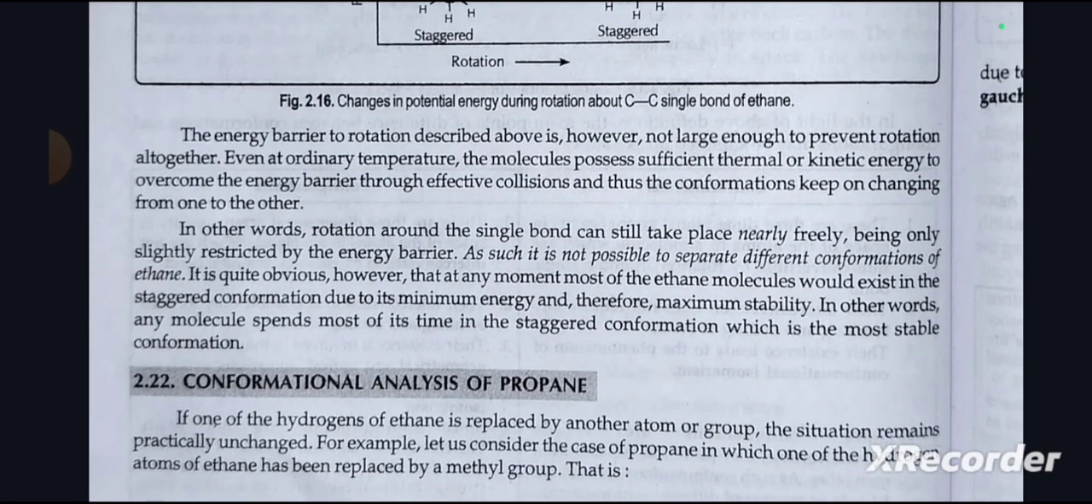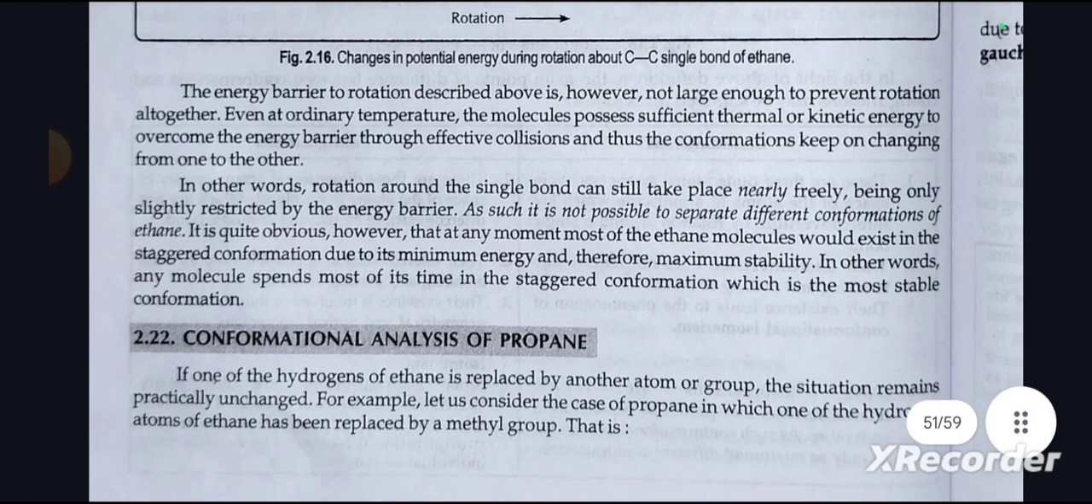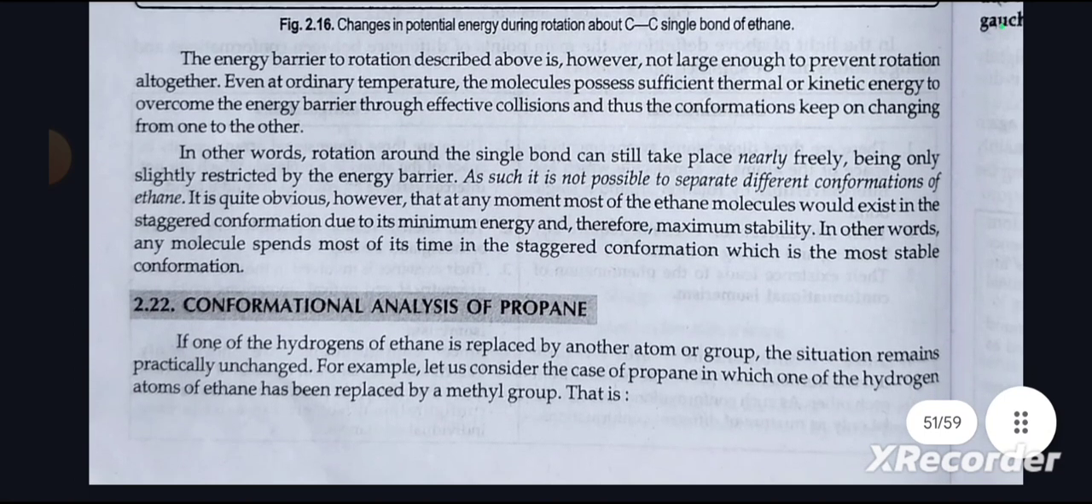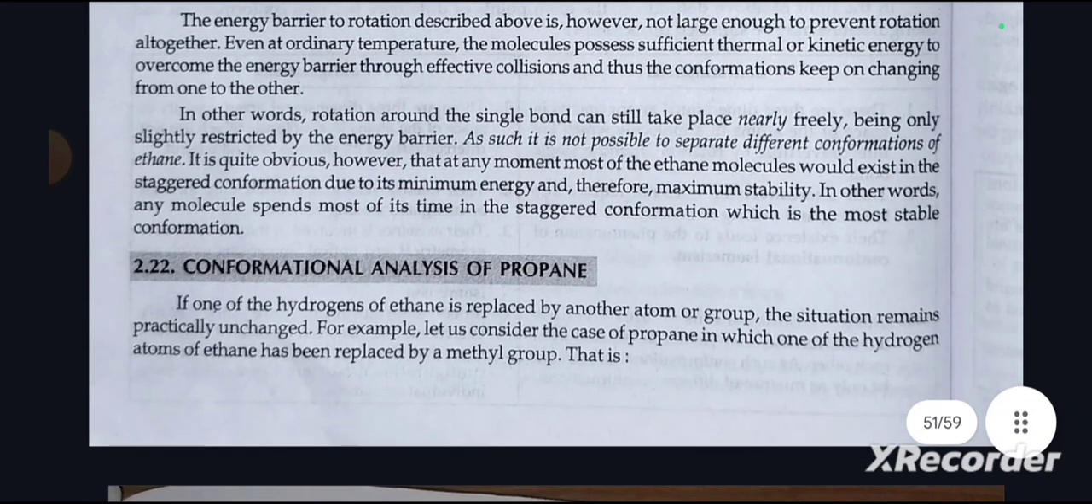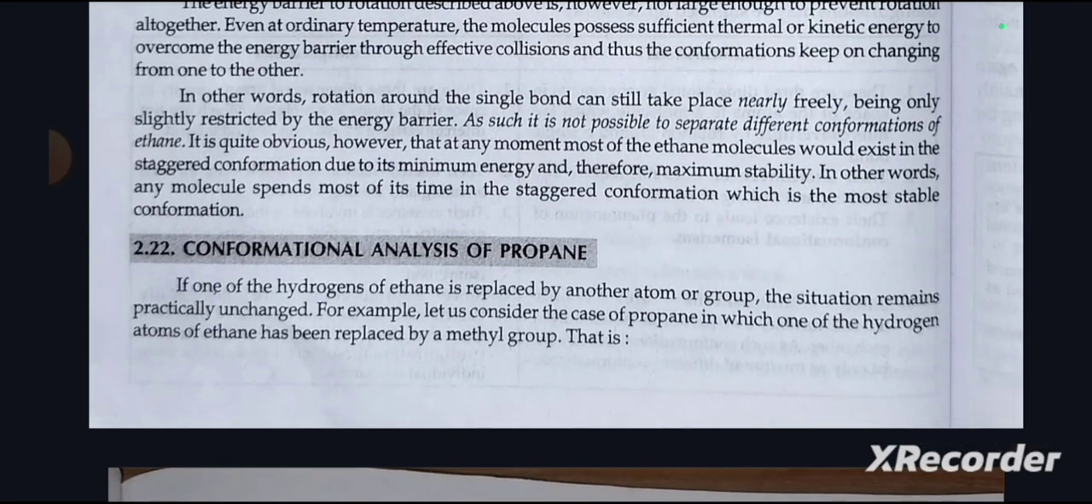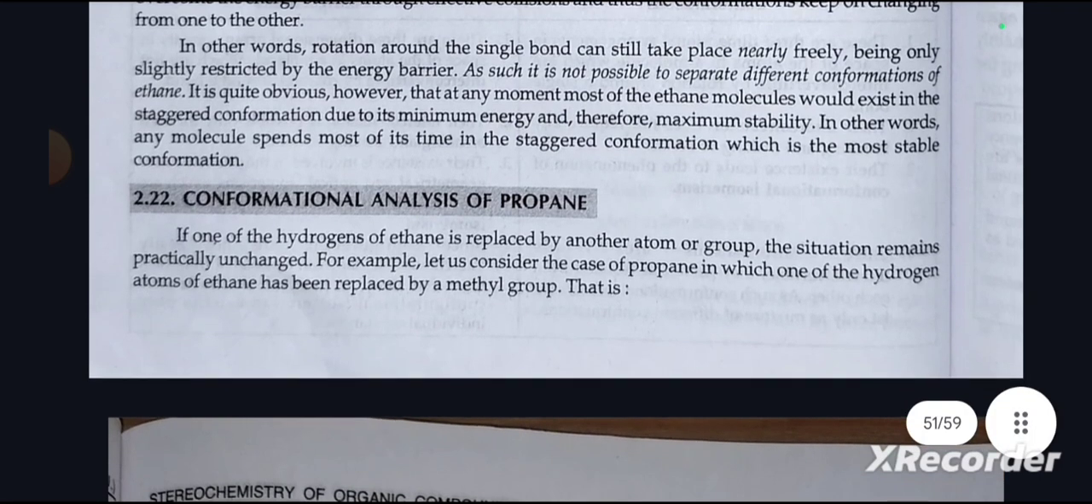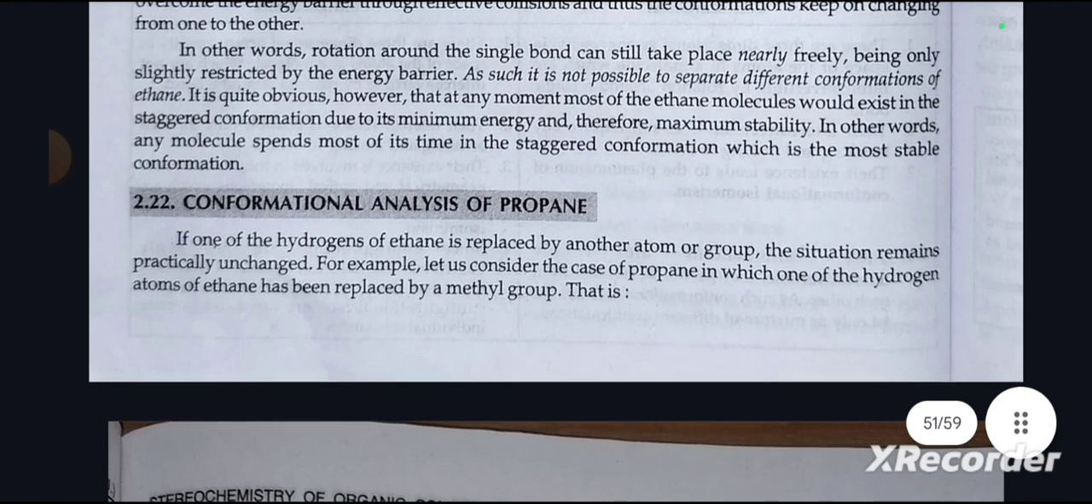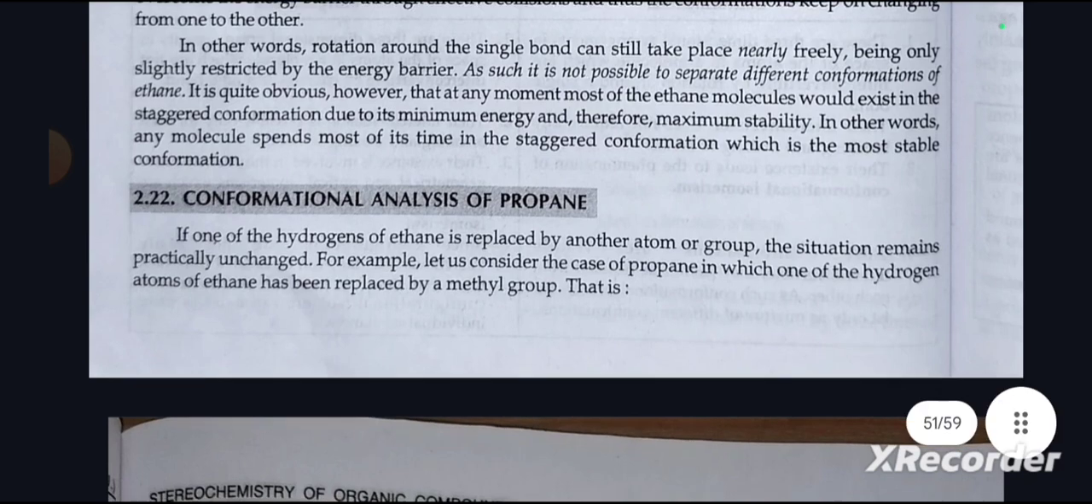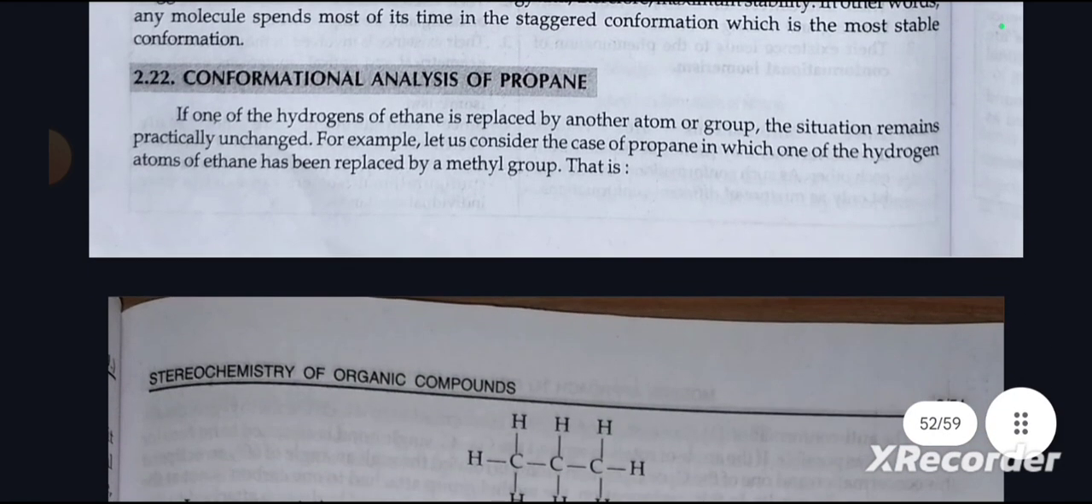The energy barrier to rotation described above is, however, not large enough to prevent rotation altogether. Even at ordinary temperature, the molecule possesses sufficient thermal or kinetic energy to overcome the energy barrier through effective collisions, and thus the conformations keep on changing from one to the other. In other words, rotation around the single bond can still take place nearly freely, being only slightly restricted by the energy barrier. As such, it is not possible to separate different conformations. The staggered conformation has minimum energy and therefore maximum stability. In other words, any molecule spends most of its time in the staggered conformation, which is the most stable conformation.